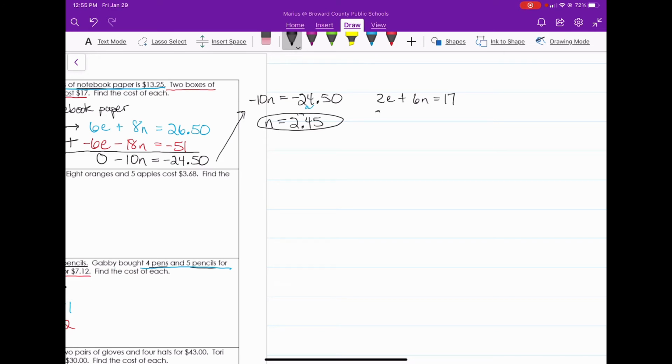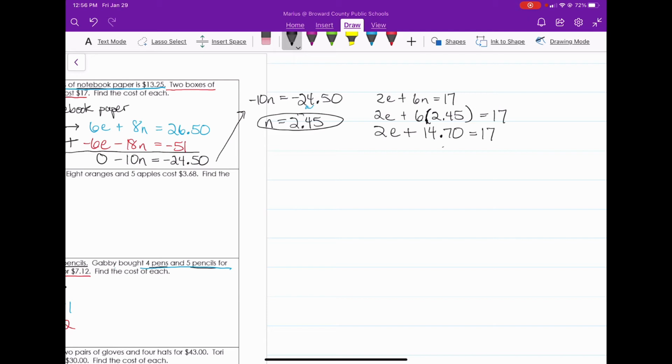So 2e plus 6 times 2.45 is equal to 17. So 6 times 2.45 is equal to 14.70. So we have 2e plus 14.70 equals 17. And now we do 17 minus 14.70. And that's going to equal 2.30.